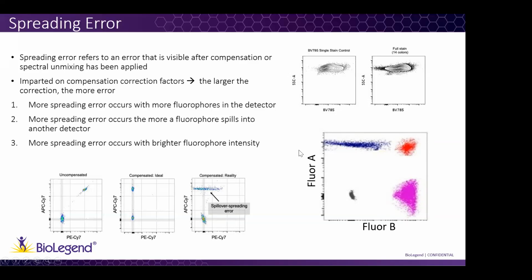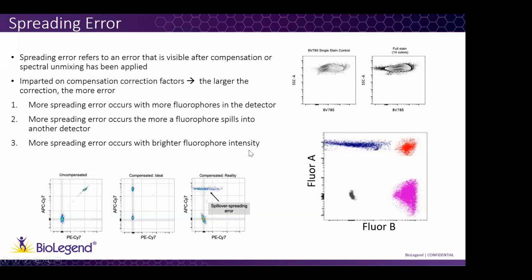So this takes us to the third rule. More spreading error occurs with brighter fluorophore intensity. So if you have something that is really strongly expressed, like CD8, you shouldn't design a really bright fluor on that, and then you won't see this kind of spread.